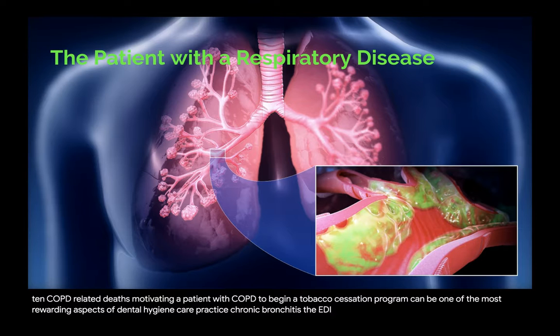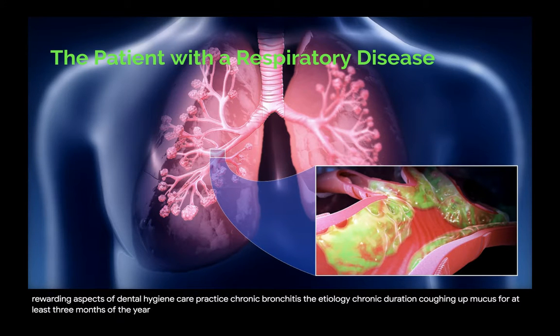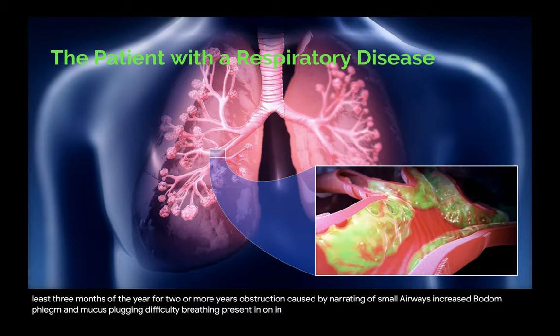The etiology: chronic bronchitis is defined as excessive respiratory tract mucus production sufficient to cause a cough with expectoration, coughing up mucus for at least 3 months of the year for 2 or more years. Obstruction is caused by narrowing of small airways, increased sputum, phlegm, and mucus plugging. Difficulty breathing is present on inspiration, breathing in, and expiration, breathing out.